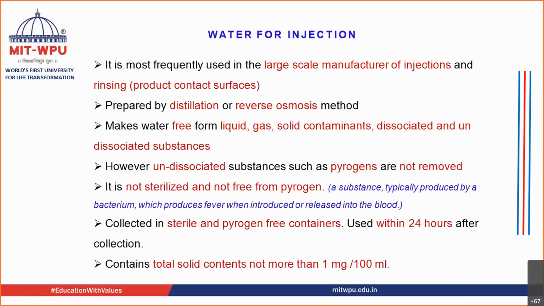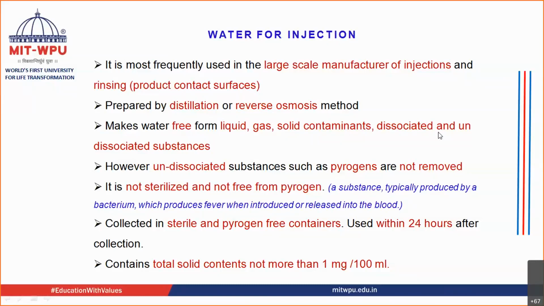Water for injection is the most frequently used water for the large scale manufacturing of injections. They are also used for rinsing. Rinsing means cleaning the equipment, cleaning the ampules, cleaning the containers. For that purpose also it is used. If there is large scale manufacturing where a large amount of water is required, then water for injection is used.